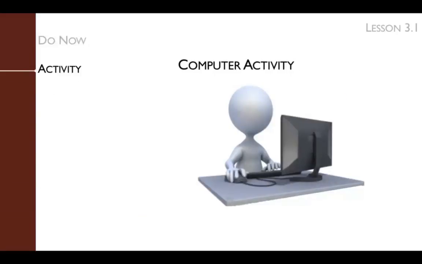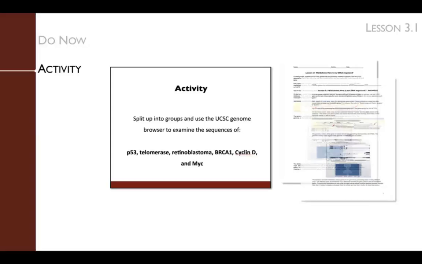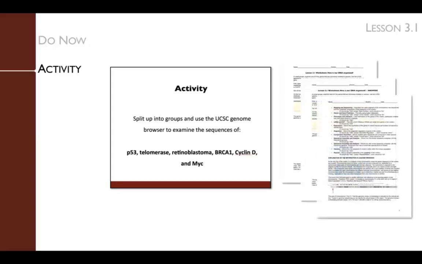The activity for this lesson will require access to the internet. Students will split up into groups to explore one of 5 genes commonly associated with cancer. They will explore the human genome on the UCSC genome browser and answer questions on the worksheet related to gene organization, regulation, conservation among species, and presence of repetitive elements. The teacher's version of the worksheet has instructions on how to best focus students on topics relevant to the lesson.